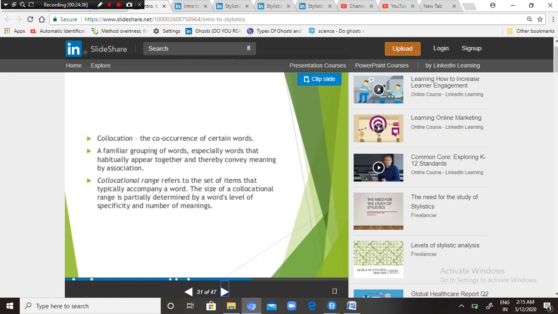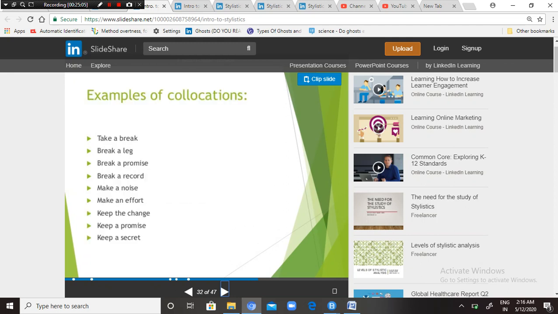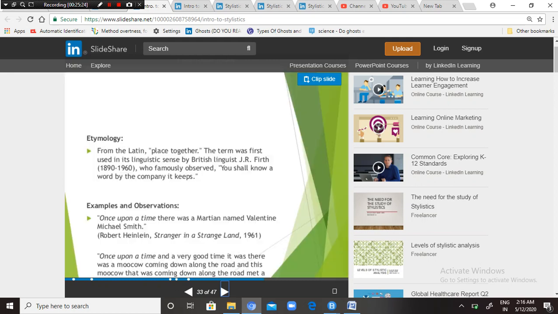Collocation: the co-occurrence of certain words, familiar groups of words, especially words that habitually appear together and thereby convey meaning by association. Collocation range refers to the set of items that typically accompany a word. The size of a collocation range is partly determined by the word's level of specialization and number of meanings. Examples of collocations: take a break, break a leg, break a promise, break a record, make a noise, make an effort, make the change, keep the change, keep a promise, keep a secret. These are examples of collocations.